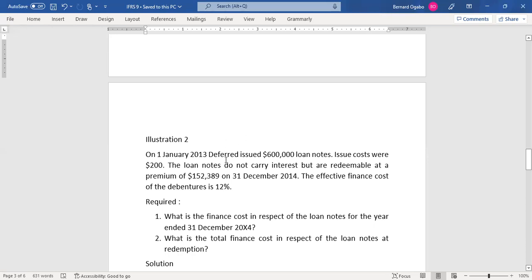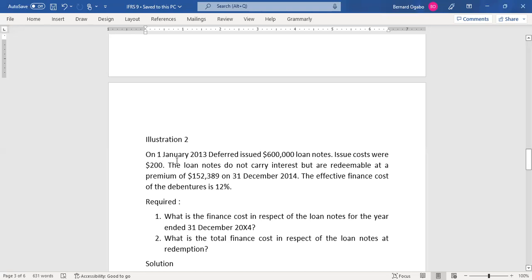In this illustration also, we do not have the par interest rate. We do not have the nominal interest rate. We only have the effective interest rate. So let's look at what it says.